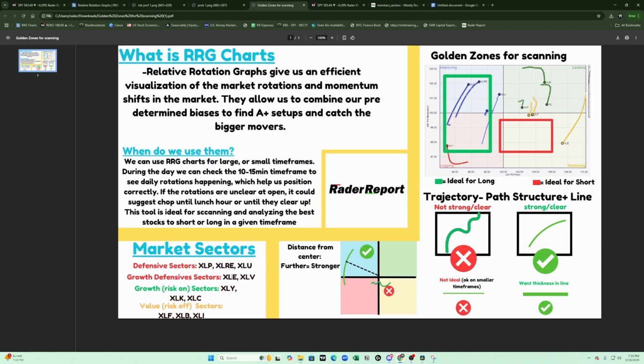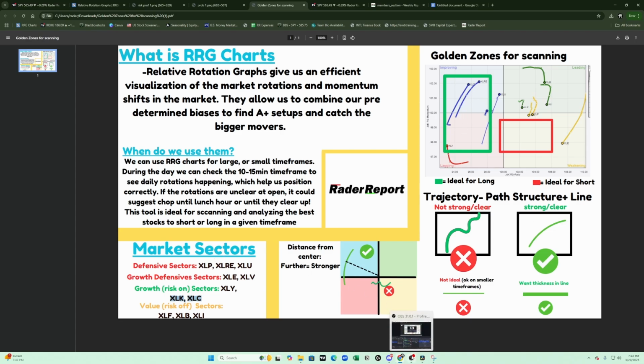So you want to see them grouping up with defensives, and you also want to ideally, to confirm a rotation is actually true, see growth sectors grouping up: XLY, XLK, XLC. You want to see them having similar trajectories, similar paths in a similar zone to confirm that rotation.